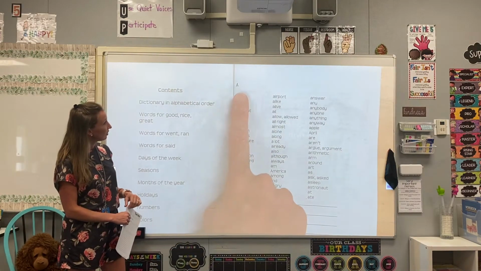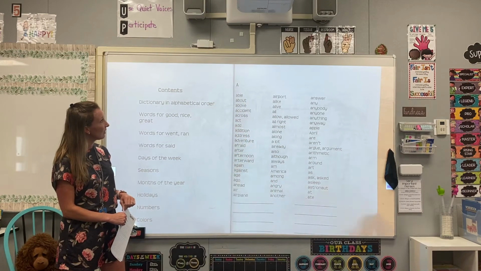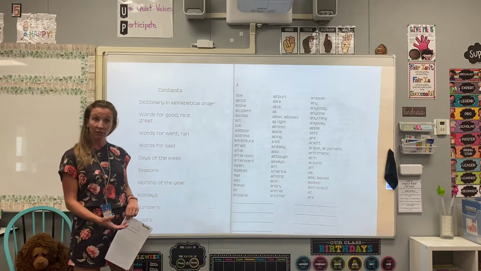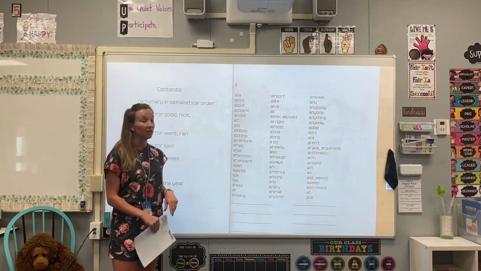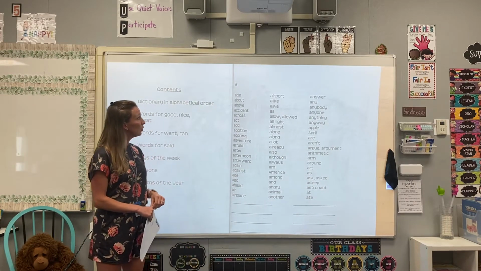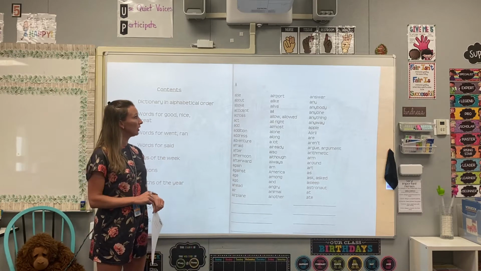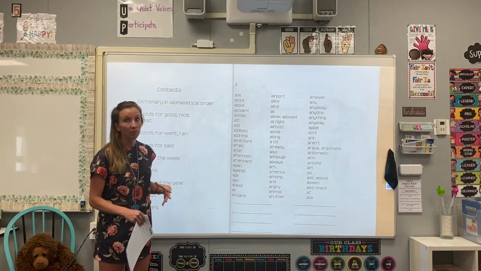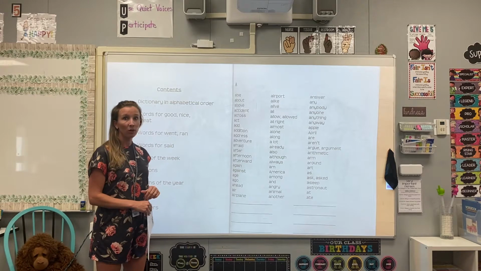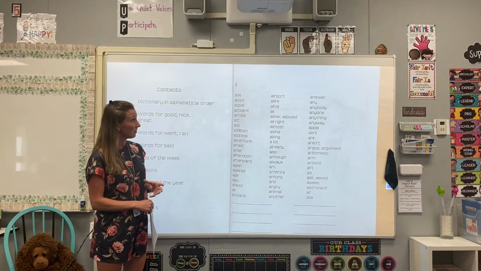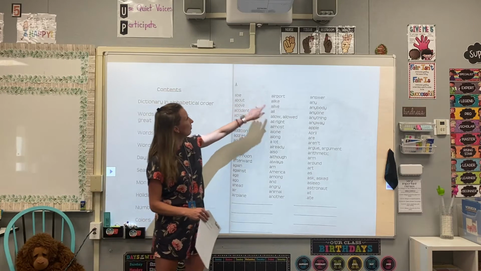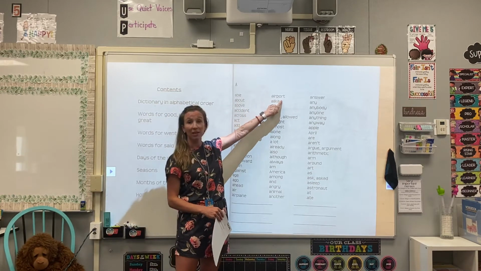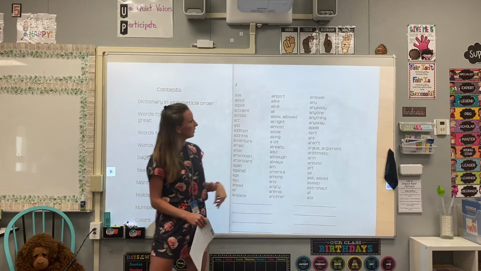So if you look at the first page, you're going to notice that the letter A, which is the first letter of the alphabet, is first. All of the words in the dictionary are found in alphabetical order. So if you were trying to write and you were looking for the word airport, you might sound that word out and kind of hear the A sound at the beginning of the word. Oh, there it is, airport. And then you can find that word and you can spell it correctly.